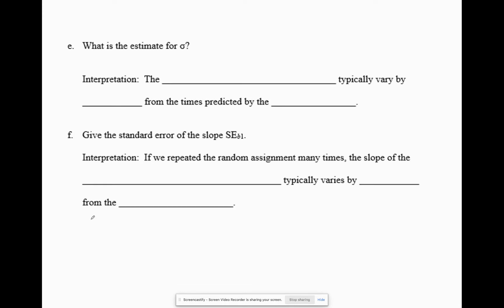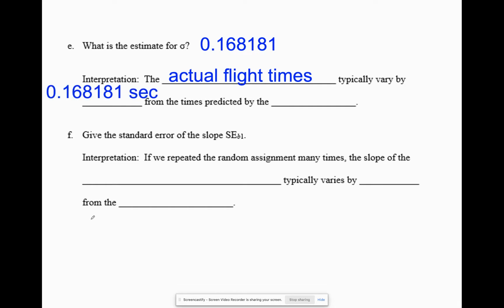Now E says, what is an estimate for sigma? And that would be the standard deviation. So that's 0.168181. The interpretation of that is that the actual flight times will typically vary by 0.168181 seconds from the times predicted by the least squared regression line. That's telling us if we went through all of the flight times and predicted all of those using the least squared regression line and the drop heights that we were given, how far off would we typically be?